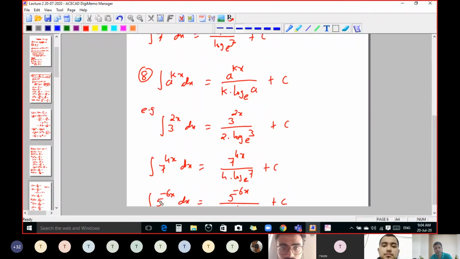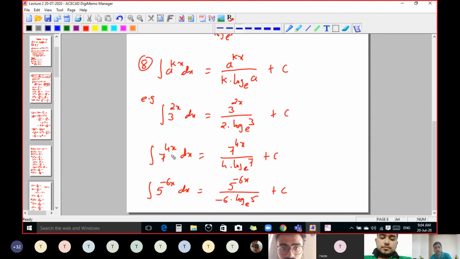Integration of 7 raised to 4x. The answer is 7 raised to 4x upon 4 into log 7 base e. In this way we can use this result.